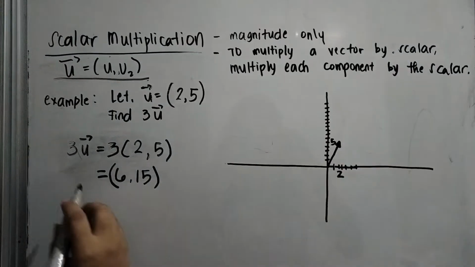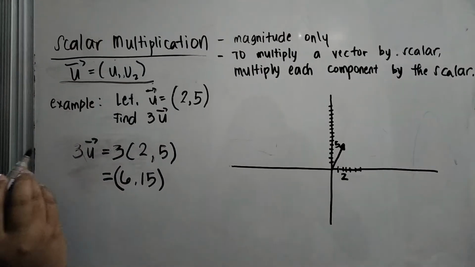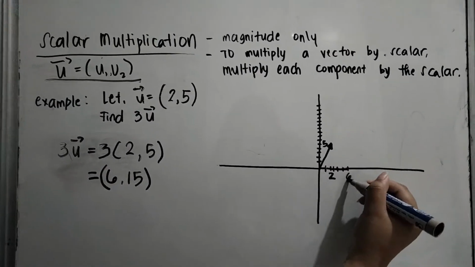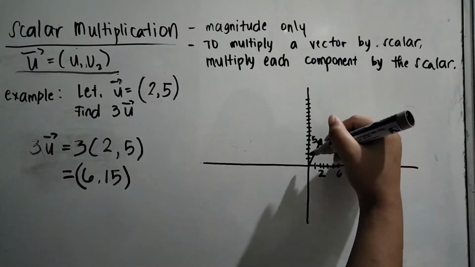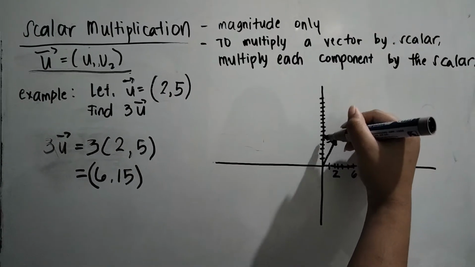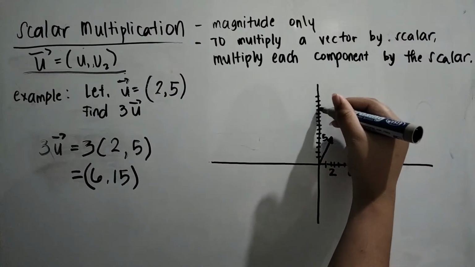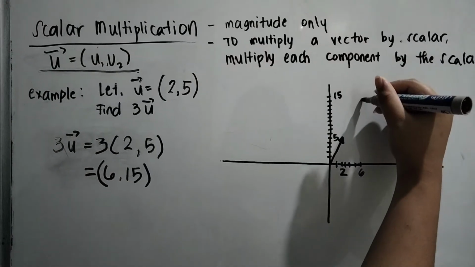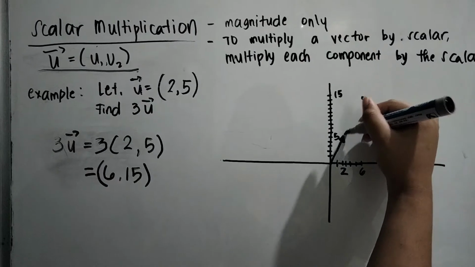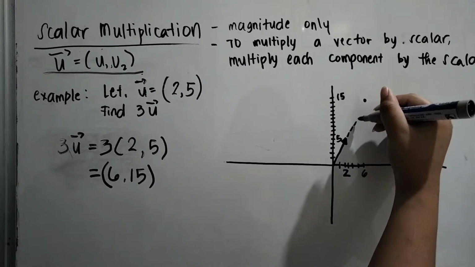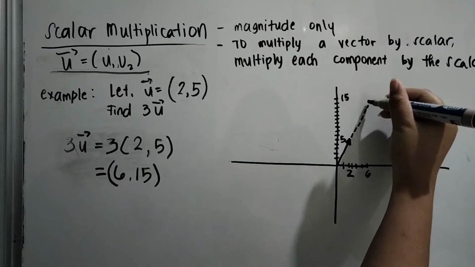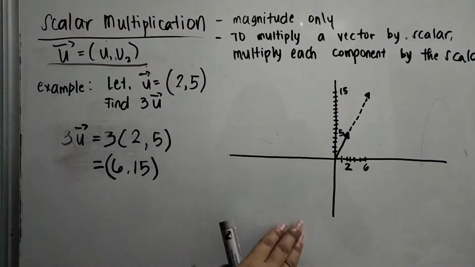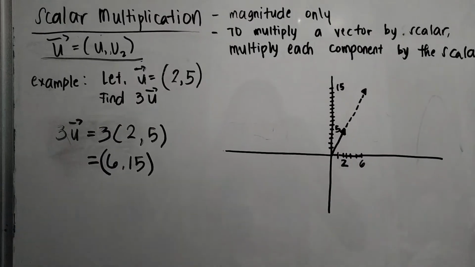So, yung nahanap natin sa hinahanap na 3 vectors of u is 6, 15. So, yung x is 6. And yung y is 15. 1, 2, 3, 4, 5, 6, 7, 8, 9, 10, 11, 12, 13, 14, 15. So, nag-times siya for 3 times. So, that is scalar multiplication.